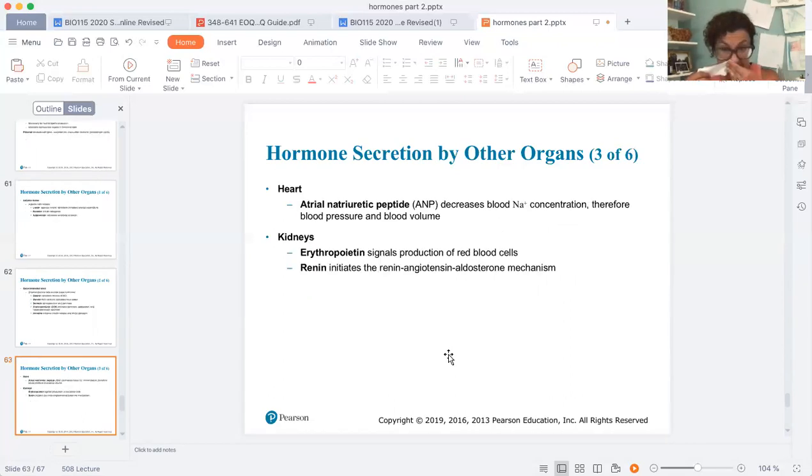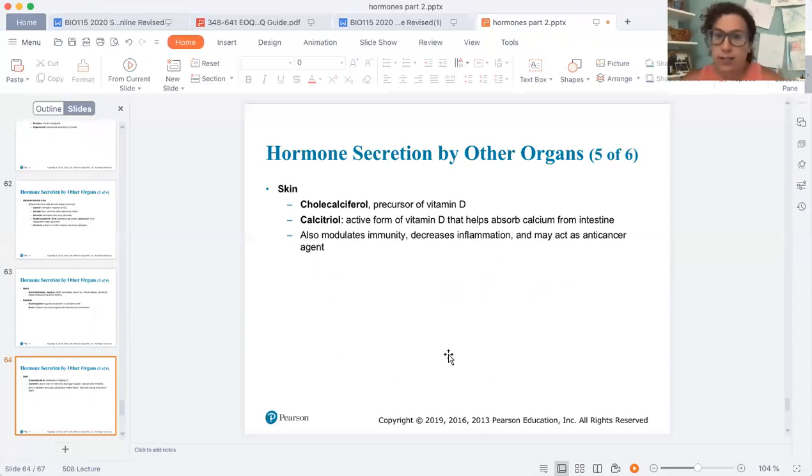The heart, and I said there was a hormone made by the heart. It's called atrial natriuretic peptide, and it decreases the blood sodium concentration, and therefore it can affect blood pressure and blood volume. We already know about the hormones of the kidneys, which are erythropoietin and renin. Skin, guess what? Vitamin D is a hormone. So it's called vitamin D, but it's not really a vitamin, it's a hormone.